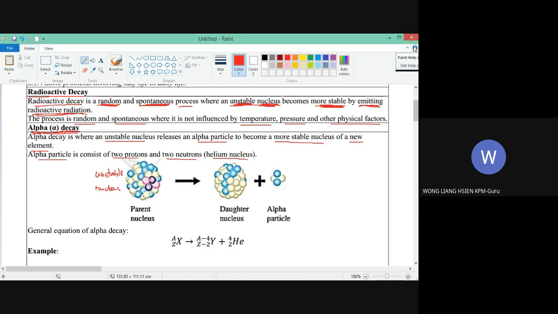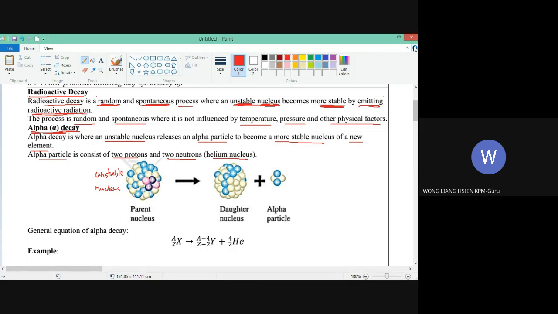I stress this because in the past quite a number of students have had this kind of misconception. They thought that alpha decay can emit a helium nucleus, so maybe there must be other kinds of decay processes that emit nuclei of different elements. No, not like that.